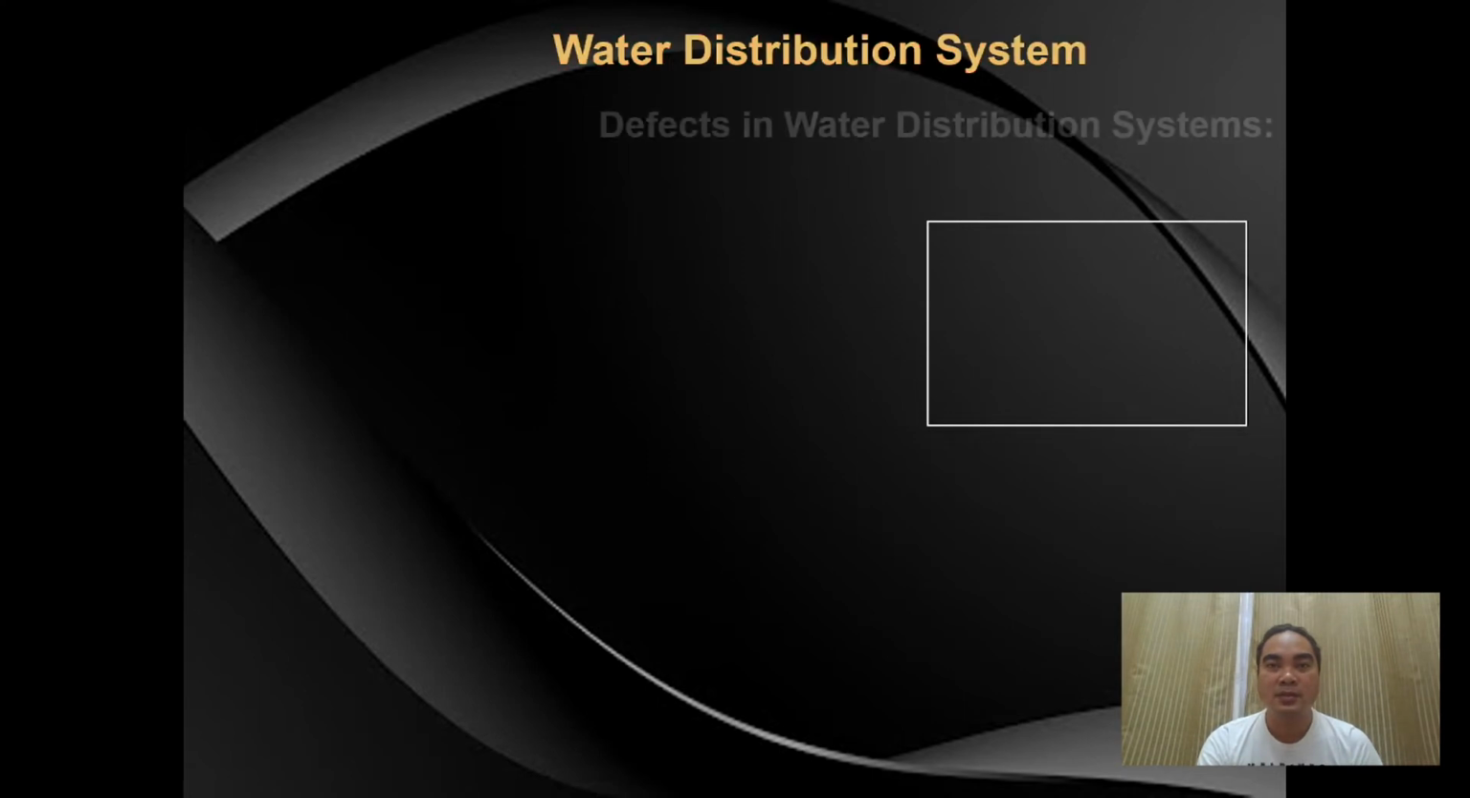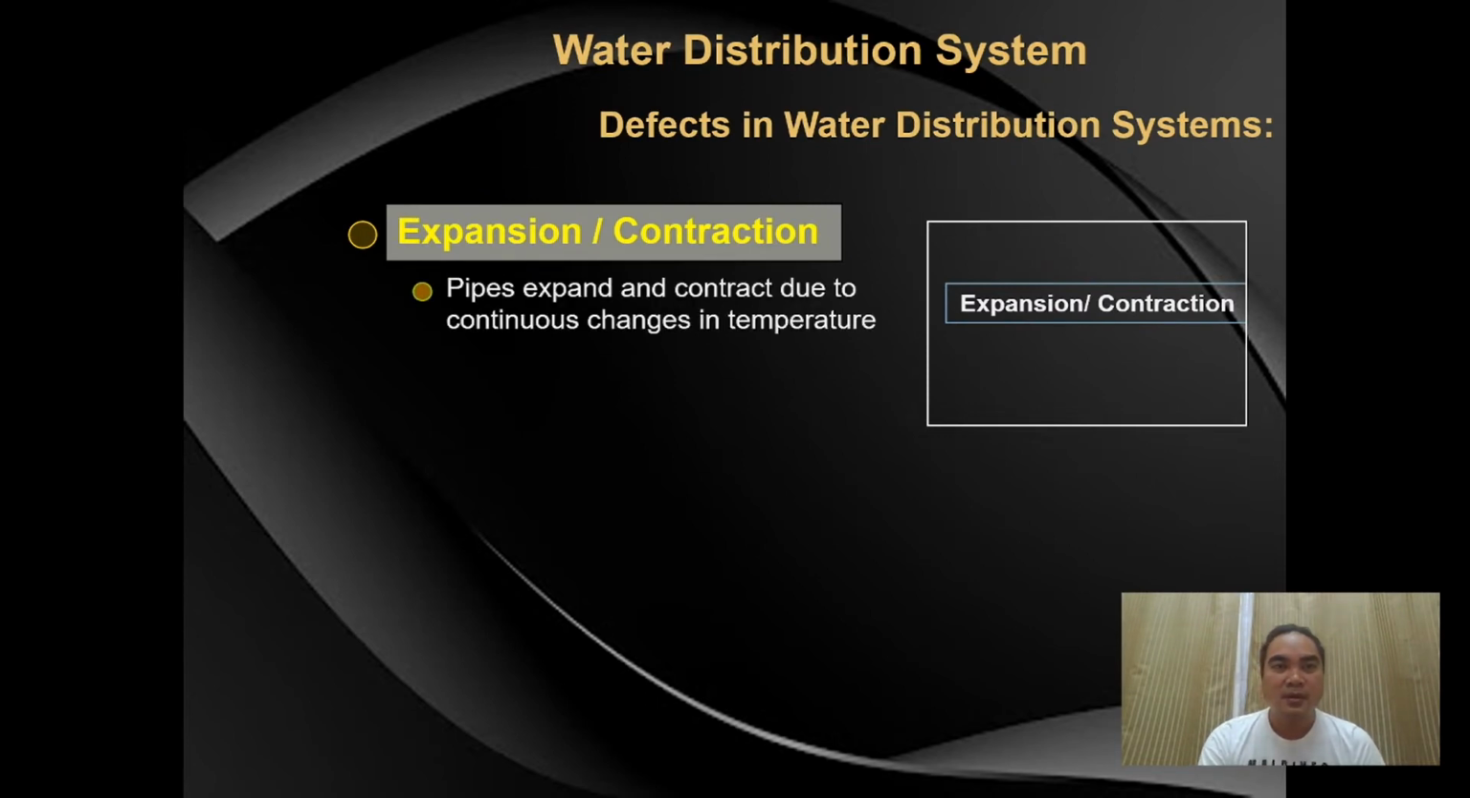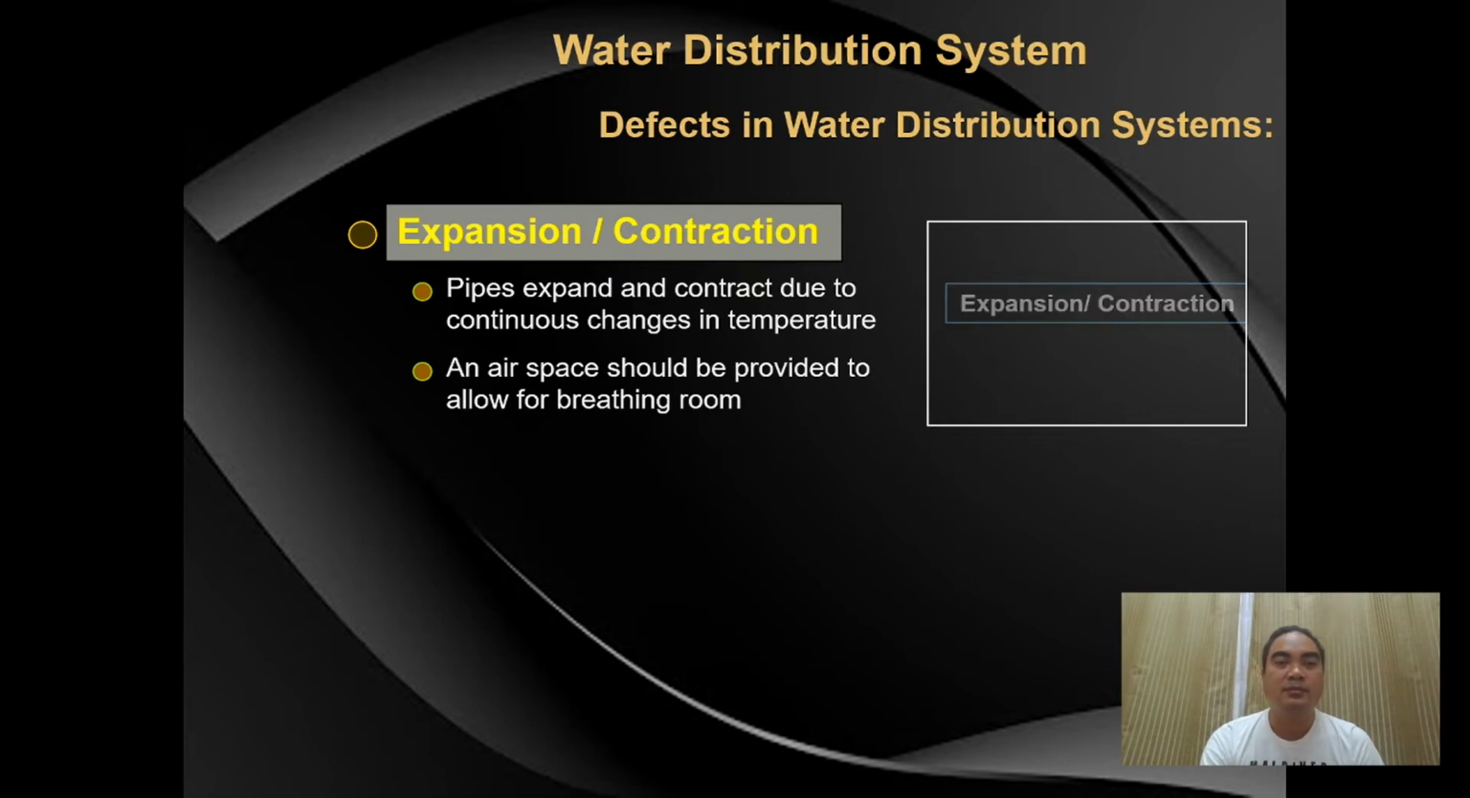Water distribution system, defects in water distribution system: expansion, contraction. Pipes expand and contract due to continuous change in temperature. An air space should be provided to allow breathing room.